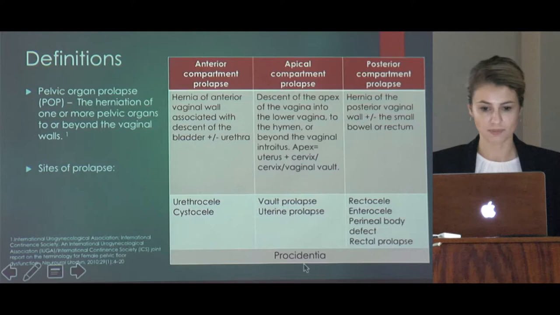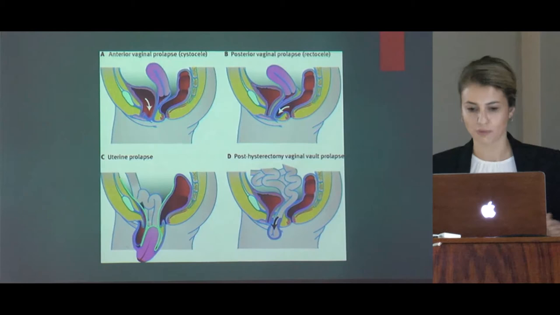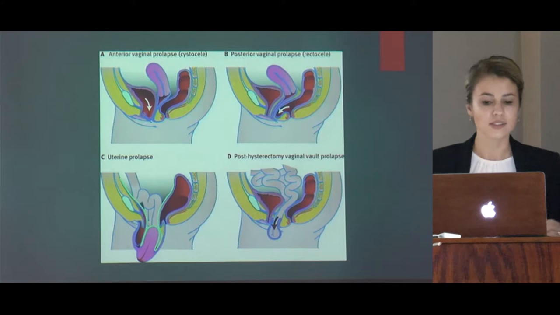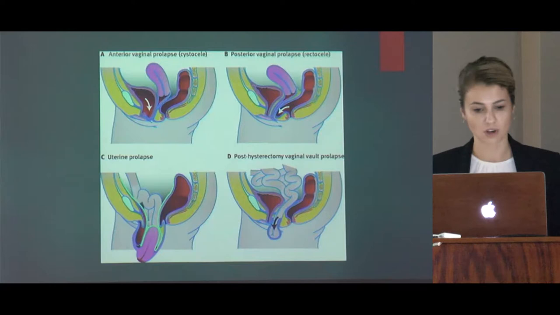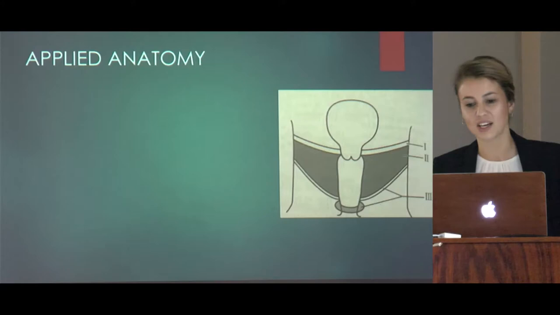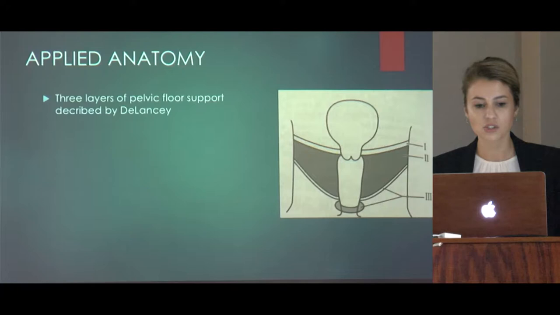So this is just a basic illustration of the sites of prolapse, where A is the anterior compartment prolapse, B posterior compartment, and then C and D the apical compartment, with C being uterine prolapse, and then D the vault prolapse after hysterectomy. So to go back to the anatomy and to help us to understand the cause and risk factors of prolapse, DeLancey described three layers of pelvic support.